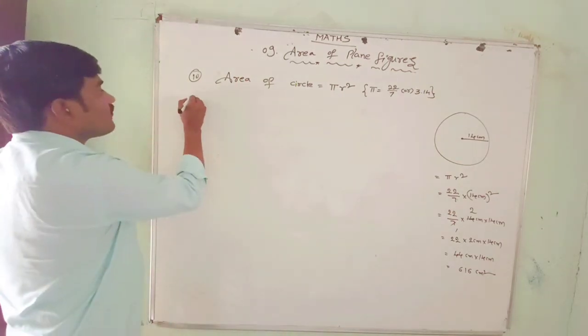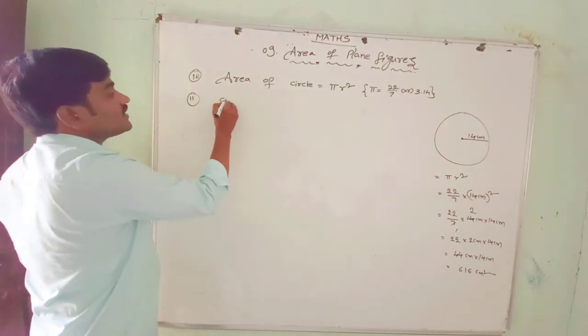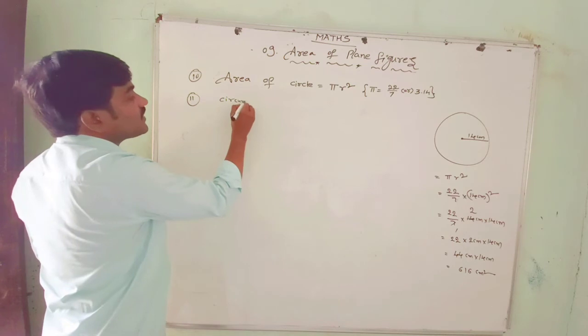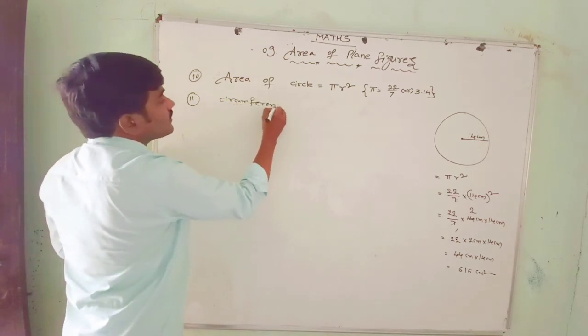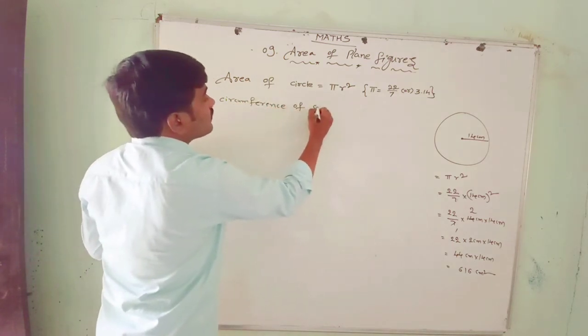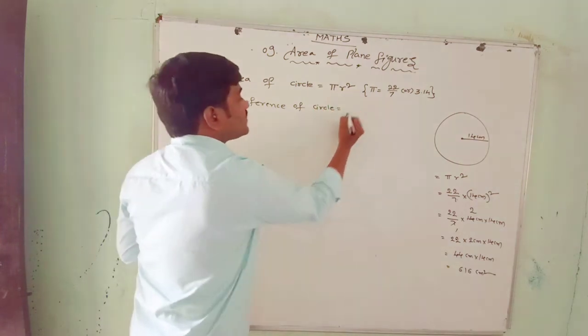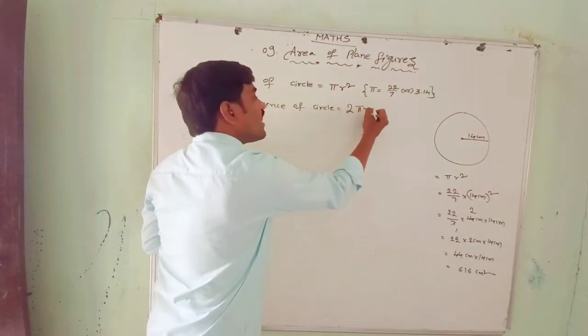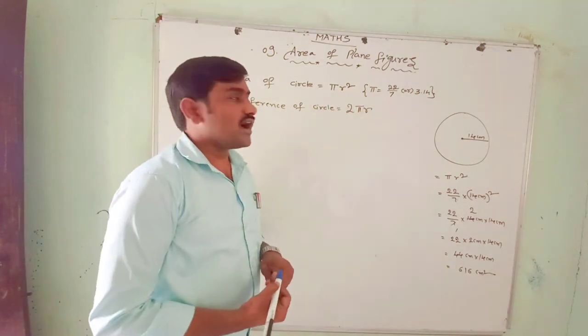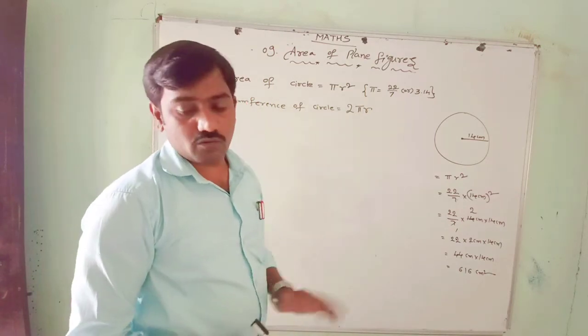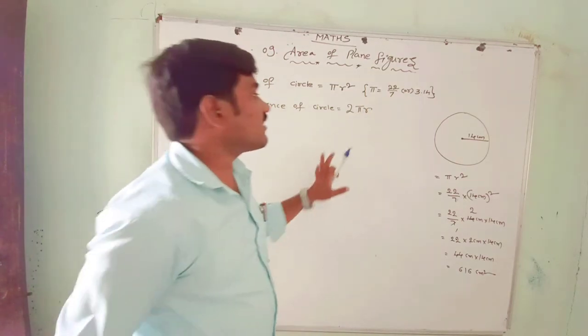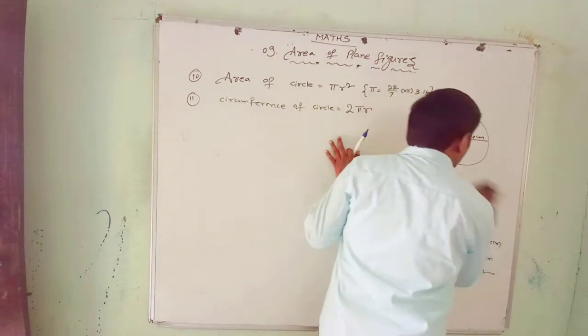Now there will be one more formula based on circumference of circle. Circumference of circle formula is 2 pi r. Circumference is nothing but a perimeter. So circumference of circle formula is 2 pi r.